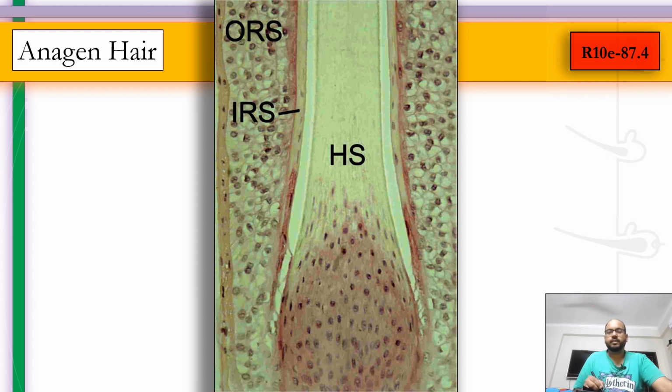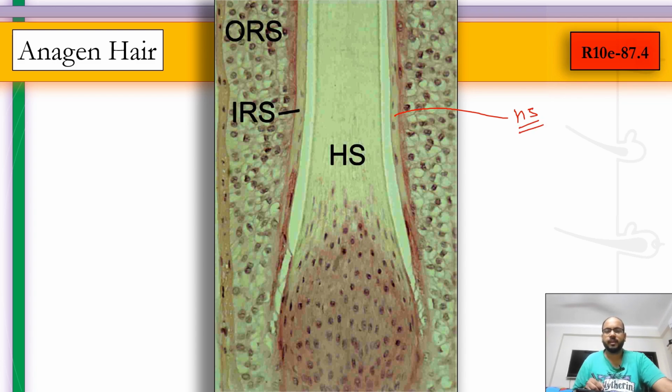Now, this is a biopsy or the histopathology of anagen hair. We will not go much in detail. It is nothing difficult to understand per se. You have the hair sheath. I'm not going into outer or inner. We'll discuss them in the anatomy of hair follicle.